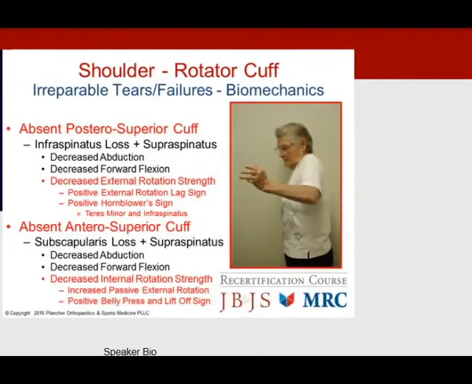If you have irreparable tears or failures of rotator cuff surgery, they come in two varieties. You can have an absent posterior superior cuff where the infraspinatus is lost and the supraspinatus is lost. Think of decreased external rotation strength. And you can have the positive hornblower sign because the teres minor and the infraspinatus is affected. If you have an absent anterior superior cuff, think more of decreased internal rotation strength or increased passive external rotation, maybe with a positive belly press or a liftoff sign.